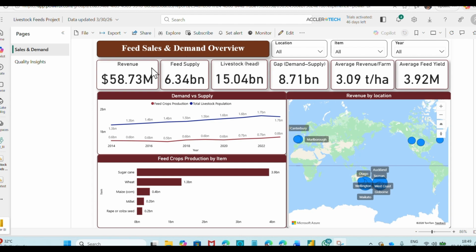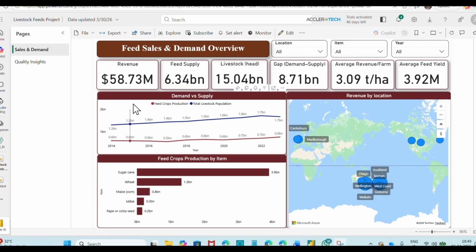Let's start with the feed sales and demand overview dashboard. This page sets the business context by bringing together livestock demand signals, feed supply readiness, and commercial performance. At the top of the page, the key indicators provide a quick pulse of the operations. They summarize the overall feed supply, the livestock demand, the commercial performance, and the alignment. Together, they help quickly assess whether growth is balanced or beginning to create pressure.